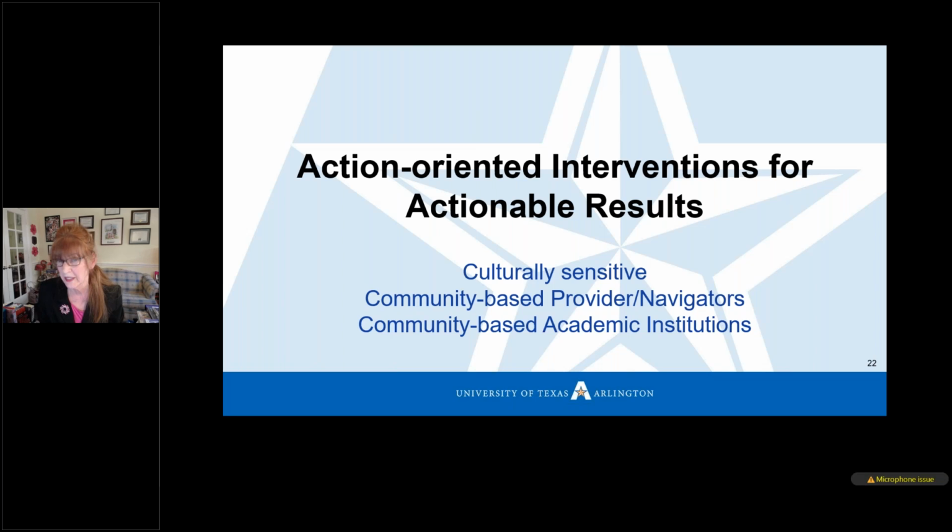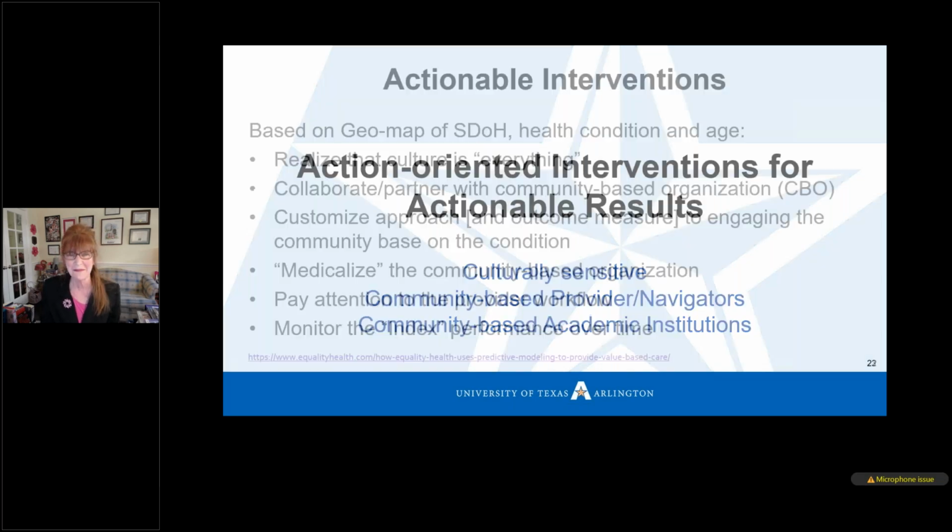So, action-oriented interventions. Steve talked about that. There are those available. Generally speaking, the importance here is that they are culturally sensitive. We're learning more and more how important that is. That there are community-based providers and navigators involved, and community-based academic institutions involved. I think academics are the last ones to come into the community, and I'm trying to do that more and more. To remember, we have a lot of intelligent and freely available help for the community in this particular effort.